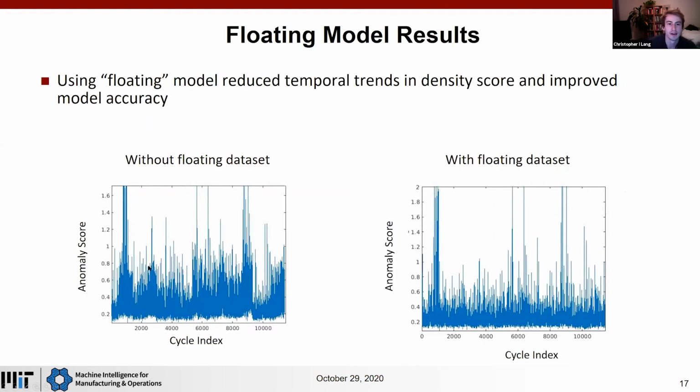This had the effect which I was hoping to see: when we use the floating data set, it gets rid of a lot of these sharp changes and drifts over time. So instead of seeing these sharp drops here and drifts over time, we see a much more constant baseline anomaly score with only a few distinct anomalies, which are really the true anomalous events that we want to detect.